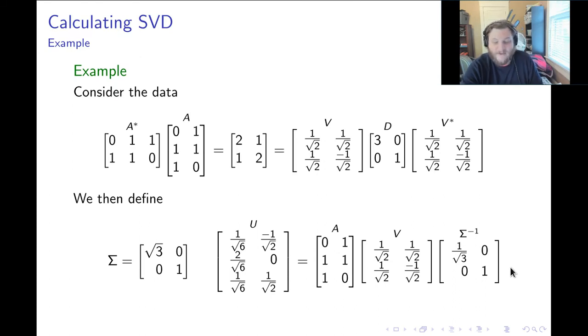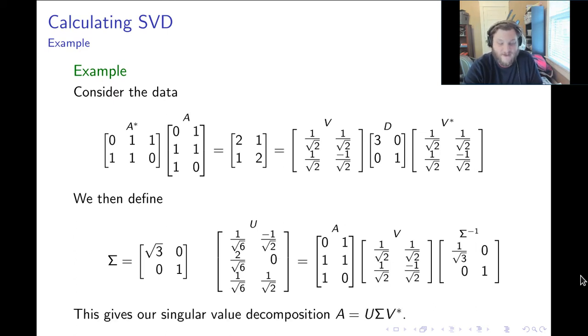So sigma is easy to invert because it's a diagonal matrix with positive diagonal. So to invert sigma, we just invert the diagonal entries. By taking A times V times sigma inverse, we produce the matrix U in a singular value decomposition. And this finishes the singular value decomposition.